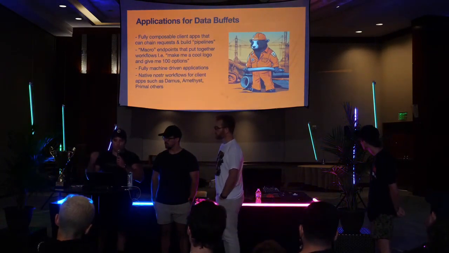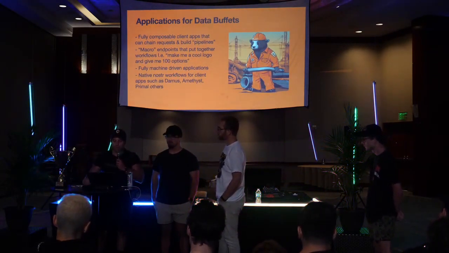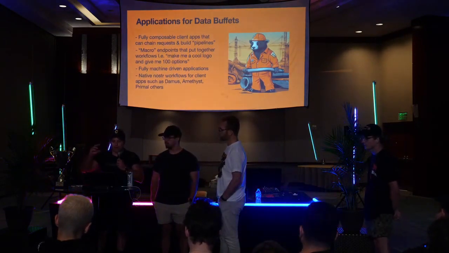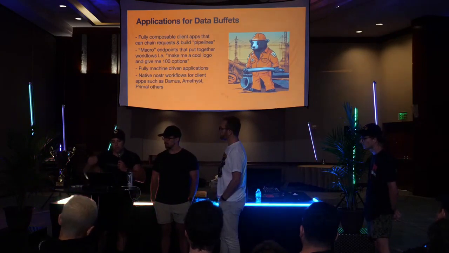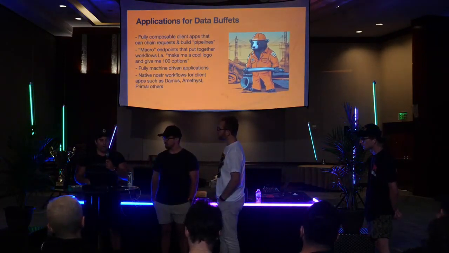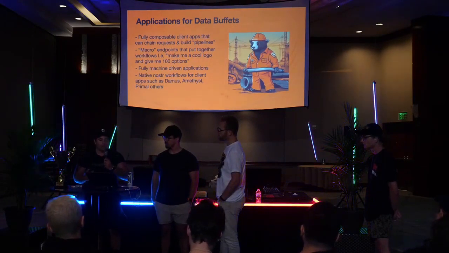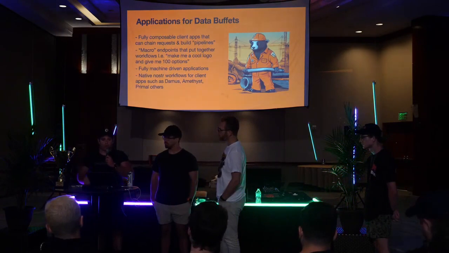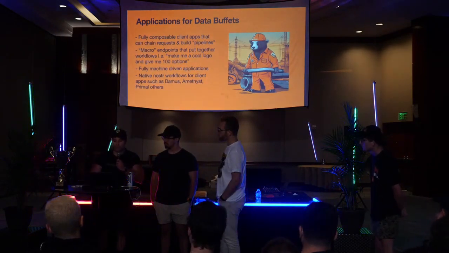So we showed you the basic building block, the atomic level of just a ChatGPT, but other people could offer macro endpoints that could do a bunch of different things. Having fully machine-driven applications, then also having native Nostr workflows for clients like Damus, Amethyst, Primal. Maybe you could just have a / macro and then get it to make you an image on the spot for your post, something like that.